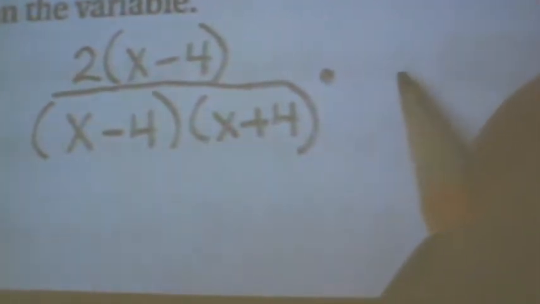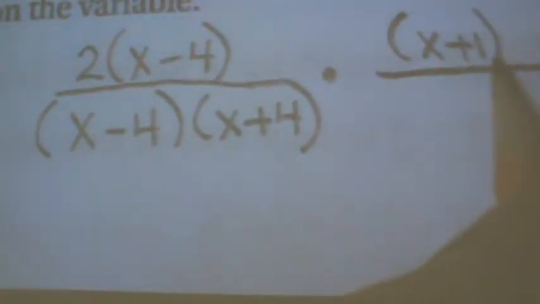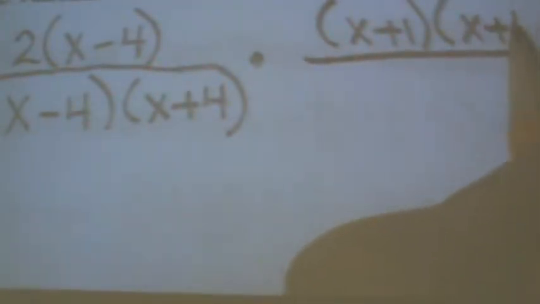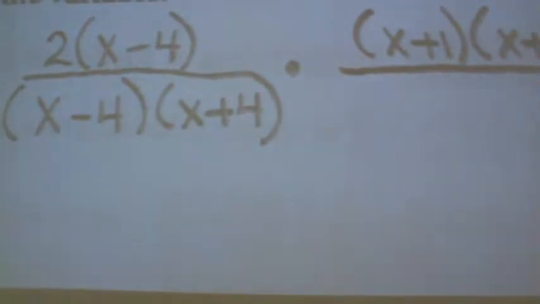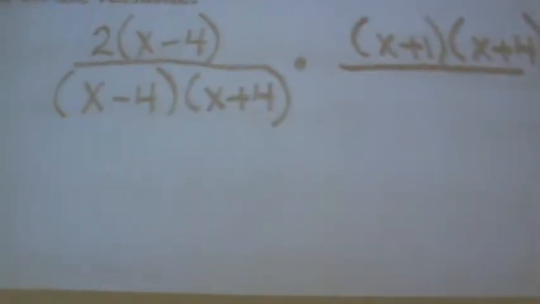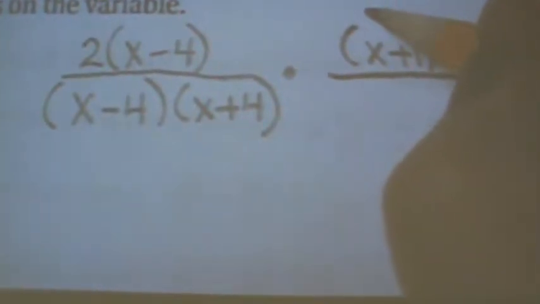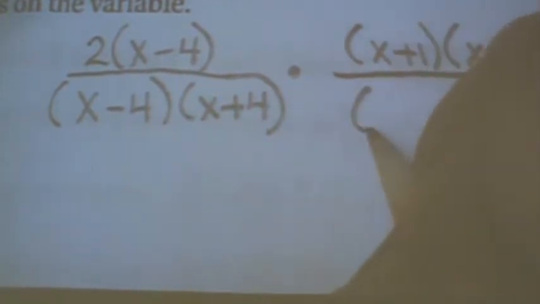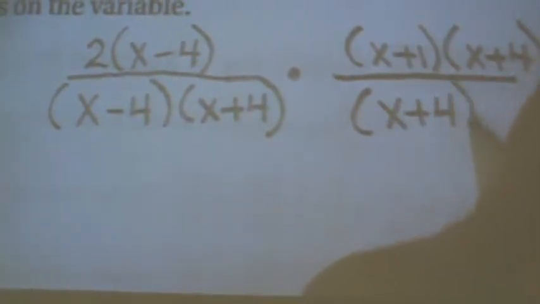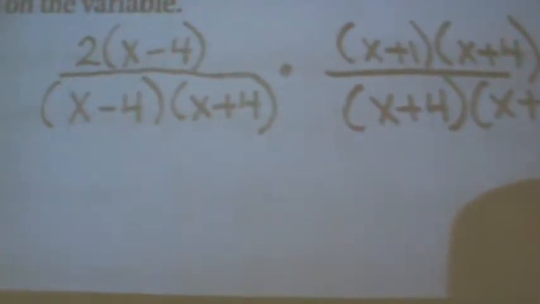How do you factor x squared plus 5x plus 4? x plus 1 and x plus 4. And the last one, how do you factor x squared plus 8x plus 16? What 2 numbers multiply to give you 16 and add to 8? 4 and 4. You are right. Good job. So let's talk about the restrictions.